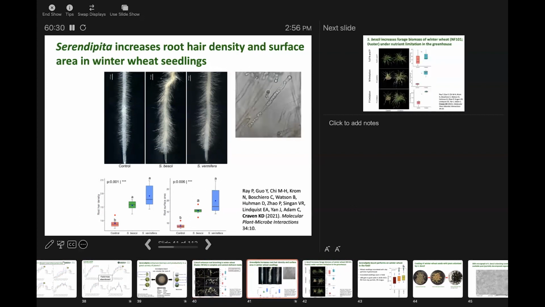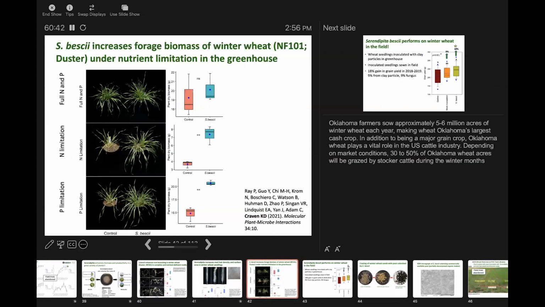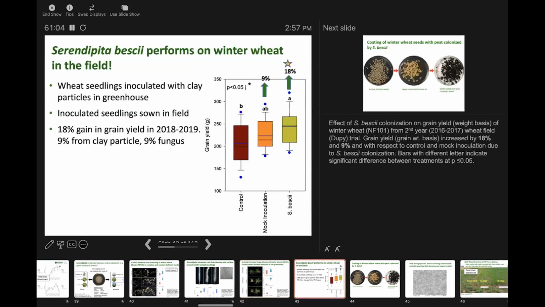This is what the fungus, remember those bulbous hyphae? If you look in these root hairs, that's what you see. You see they're fully colonized and perfectly healthy. Okay, this is plants. This is in the greenhouse. Okay, again, full nitrogen and phosphorus, nitrogen limited, P limited, with the fungus, without the fungus. Okay, so again, full nutrition, limit either nitrogen or phosphorus, and it goes through the roof. This is what we want for low input agriculture. Okay, exactly this kind of a thing.